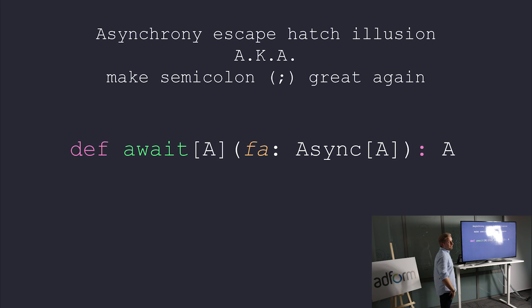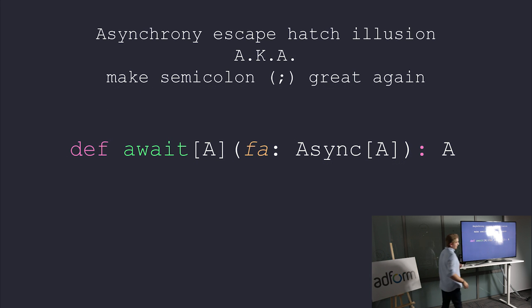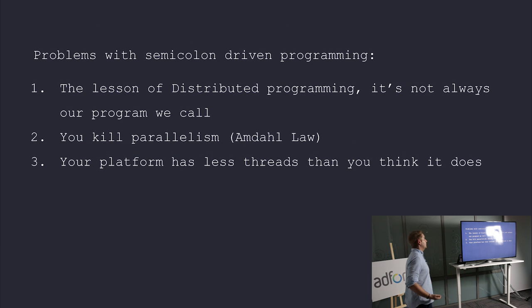And well, every time you see something like this, this is a hack. This is almost always a hack on the underlying platform, and this won't scale and won't work. And we can look into it. So the problems with this semicolon programming is that, first thing, the lessons of distributed programming. For example, if you have a remote procedure call, the other party that you're calling may not be there. So believing that you will get this answer doesn't really make sense, because there might be nobody to answer you.